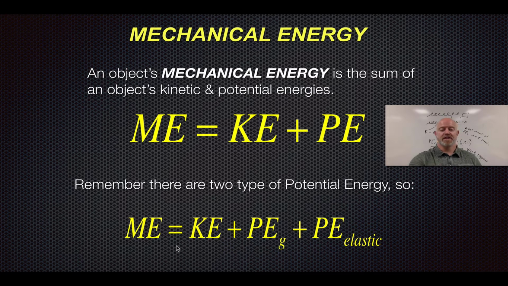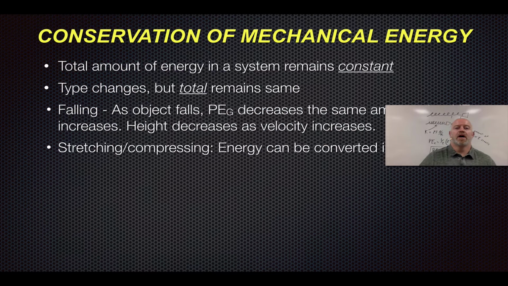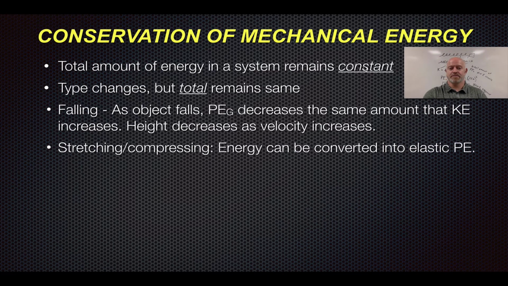Now the trick is this total energy, the mechanical energy, is always the same. We don't ever gain mechanical energy, we don't ever lose mechanical energy. This number stays constant. It's just switching between these three variables as the object moves and changes position. When we conserve mechanical energy, we always have to keep track that the total amount of energy is constant. The type changes, but the total remains the same.